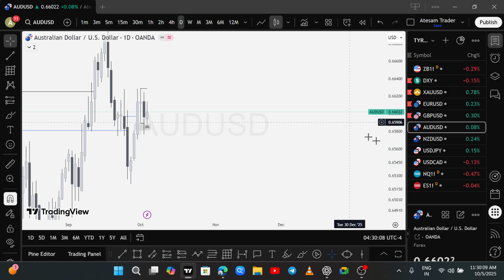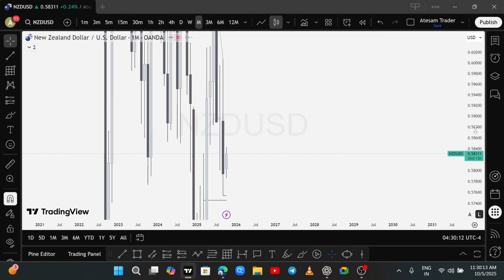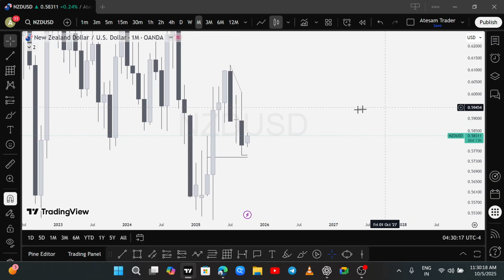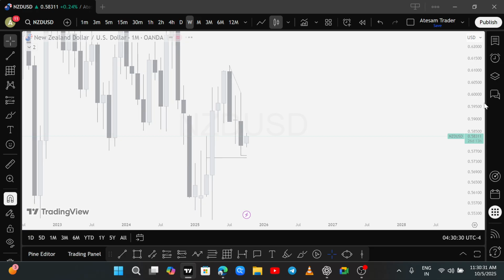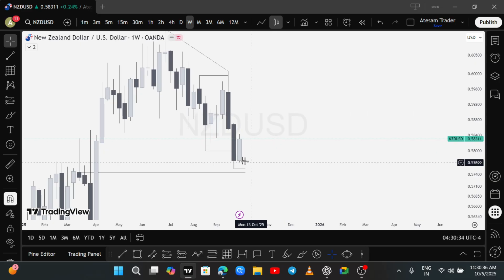GBP JPY. Come to the NZD, what is it doing? Okay. We have SMT. Yeah, this is the target. Okay, price from monthly open is now expanding, supporting this bearish price action. Okay, good. Then what do we have in weekly? Clear downside move. What we have done here, we came to these lows and now we closed above.